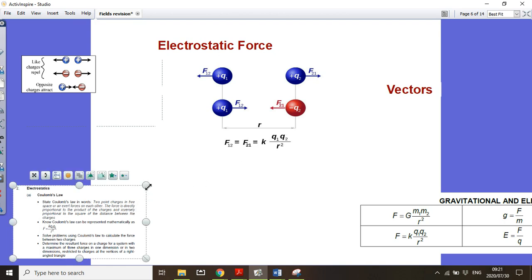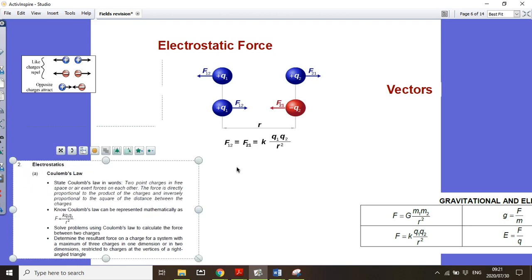Now again, for the law, it tells you two point charges will have a force on each other. The force is directly proportional to the product. Look, there's a multiplication there again. It's above the line. The product of the two charges, and inversely proportional, underneath the line, to the square of the distance between them. And that gives us the equation.